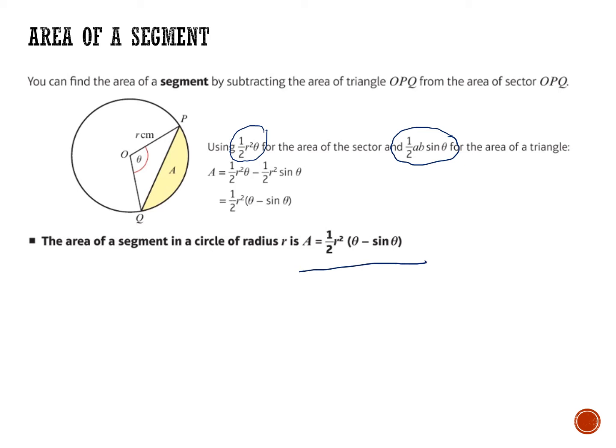Now, to be perfectly honest, I don't learn or remember that formula. If I wanted to find the area of the segment, I would find the area of the sector using my half r squared theta, and I would subtract from it the area of the triangle, which I remember as half AB sine C. I'd do that really rather than using that particular formula. I don't like to remember too many things. So area of a sector, area of a segment, 2 things you need to know how to do.